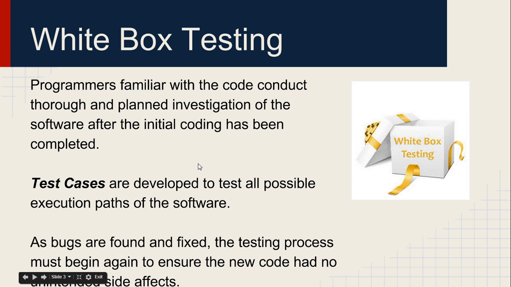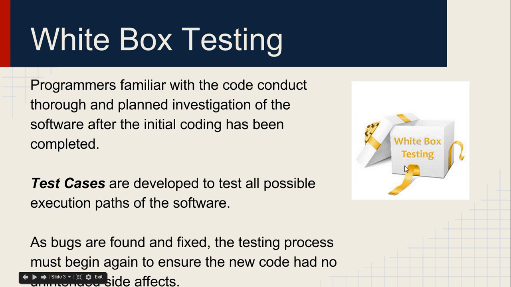And as bugs are found and fixed, the testing process must begin again to ensure the new code had no unintended side effects. So you've already had experience of this in your programs: you get an error somewhere or a logic error, and then you fix it and it causes a problem somewhere else. Well, you can imagine when you have a huge piece of software that you're trying to develop and you fix one little thing, that it might have unintended side effects elsewhere. And so this testing and coding phase is very, very repetitive. It's cyclical.